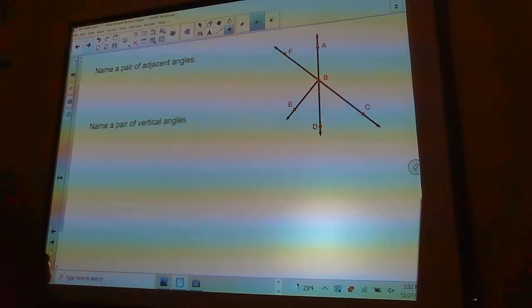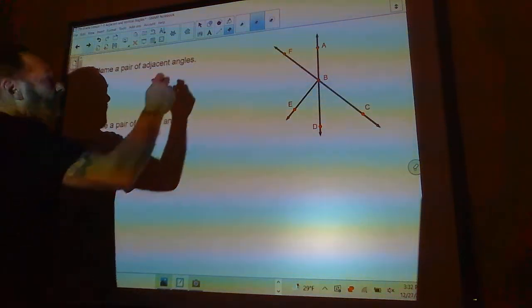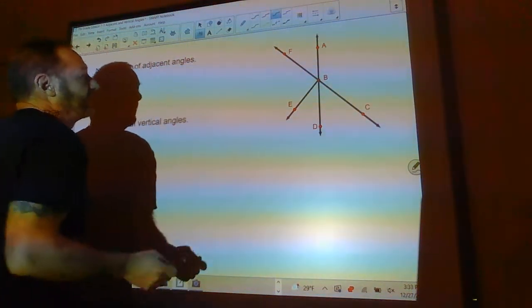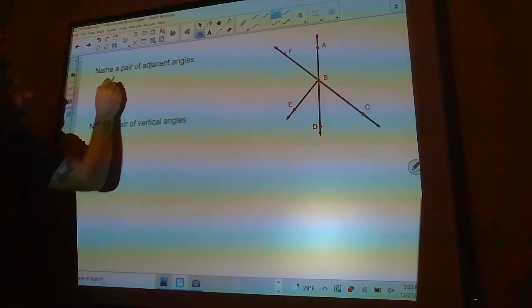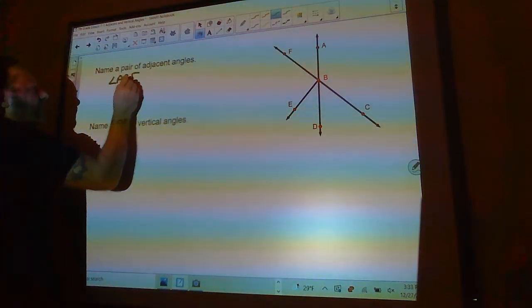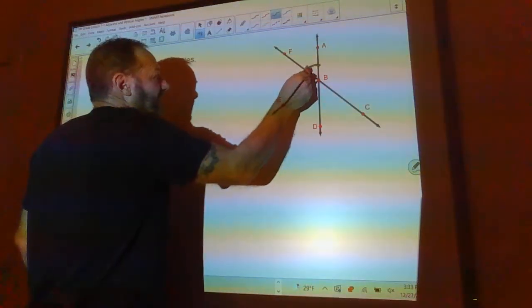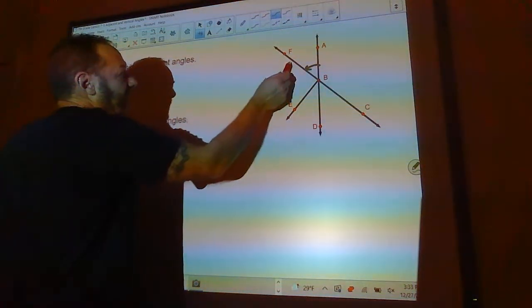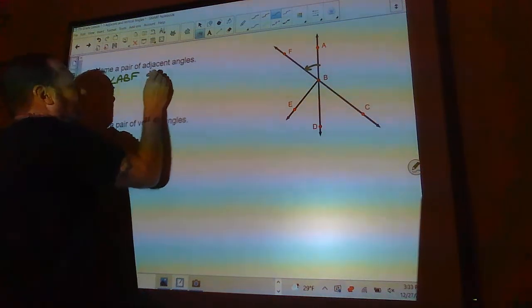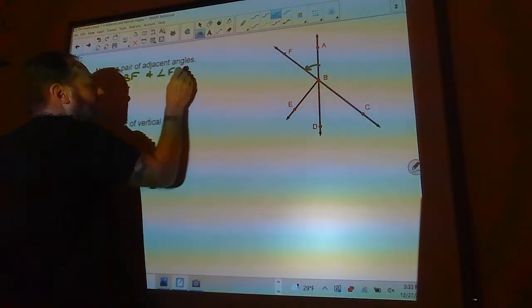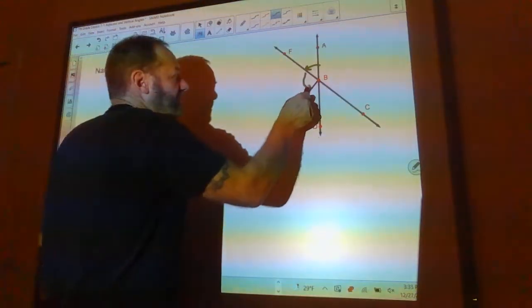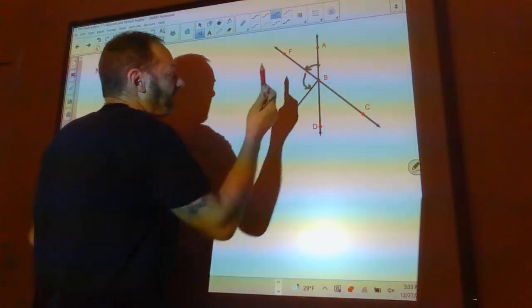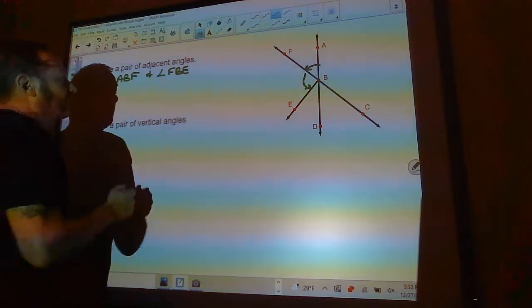Okay, so name a pair of adjacent angles. Now there's a whole bunch of different adjacent angles here. But some examples, you could have angle ABF. That would be this angle. And an adjacent angle to that would be angle FBE. So there's one pair. So they're adjacent, they share a vertex, they share a side.